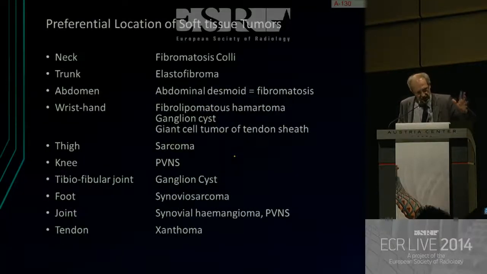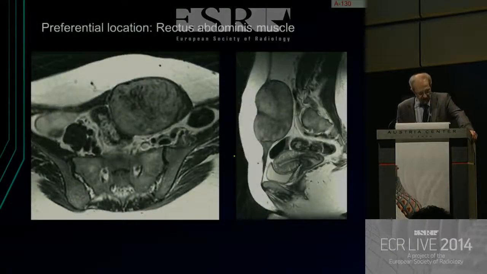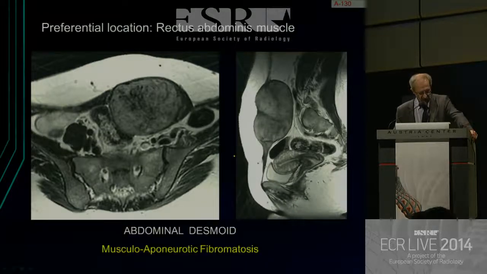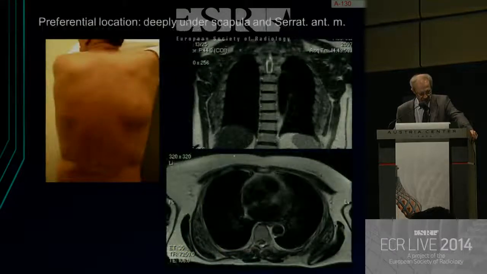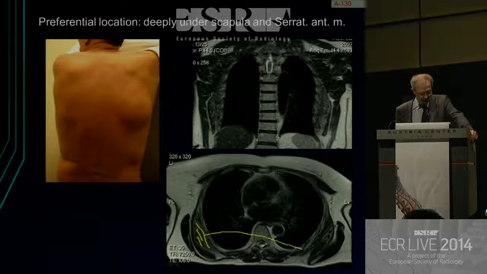Okay, so we have the age, but we can also look at preferential location. And this type of tumor with low signal intensity on T1 and T2 occurs frequently in the rectus abdominis muscle in young women, and the name of the lesion is abdominal desmoid or musculoaponeurotic fibromatosis. This lesion preferentially occurs deeply under the scapula and the serratus anterior muscle. So when we look at it, you have fatty strands and elastic fibers on both sides. The name of the lesion is elastofibroma dorsi.